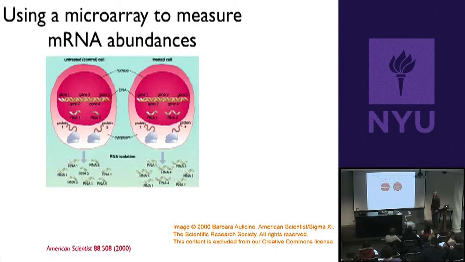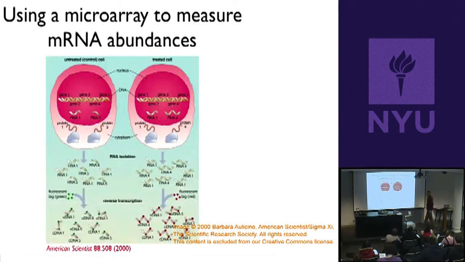At the same time, in a separate tube, we take all the RNA from this cell, we copy it back into DNA, that's called cDNA or complementary DNA, and instead of using the green fluorescent tag, we use a red fluorescent tag. Okay? So now we have basically a replica of all the RNA that was present in this cell, colored green, and all the RNA that was present in this cell, colored red.